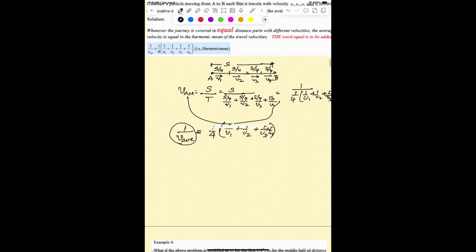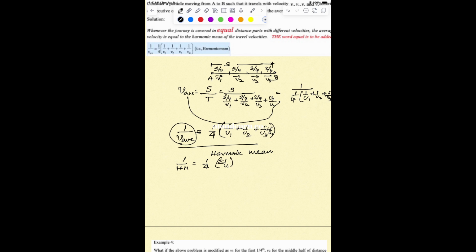Now just to summarize, if you know mathematics, this is called the harmonic mean of 4 values. The earlier case of equal time is called the arithmetic mean, or simple average as we know it in our language. Whereas now the average of the reciprocals gives the reciprocal of the harmonic mean. Therefore, 1 by harmonic mean of the 4 values is given by the average of the reciprocals, sigma.